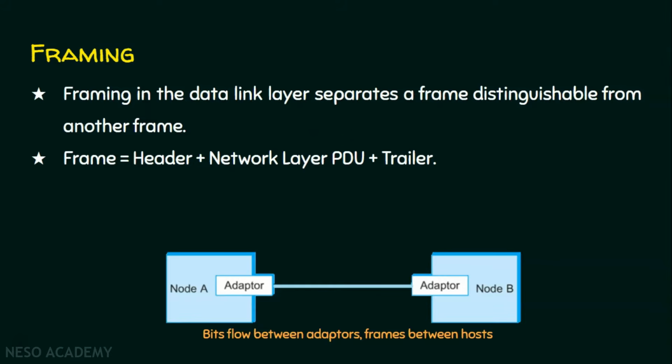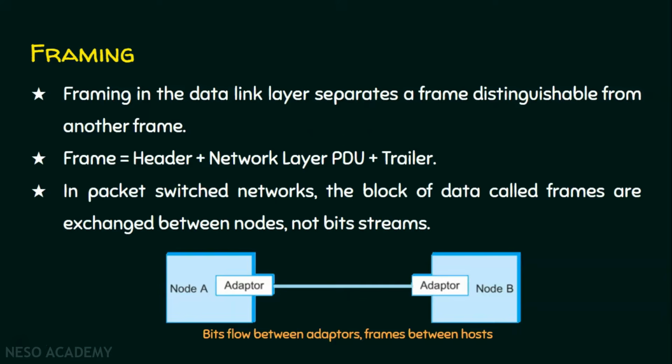We will see what is the role of framing in packet switched networks. In packet switched networks, blocks of data called frames are exchanged between nodes, not bit streams. We have already seen this point. Between adapters, we see that there are bit streams. But actually between nodes, we say that there are frames that are exchanged.